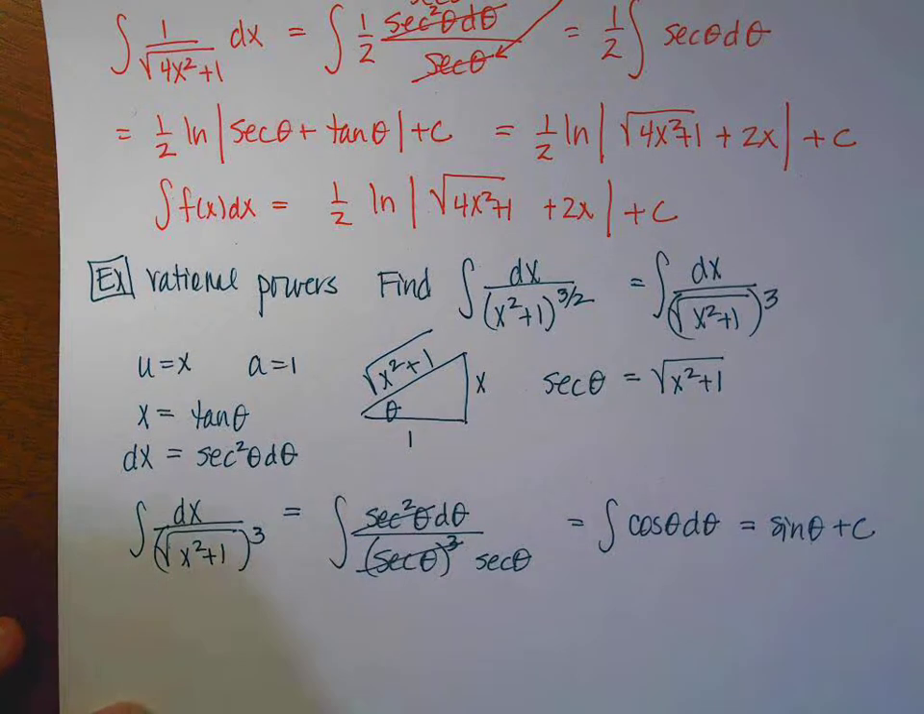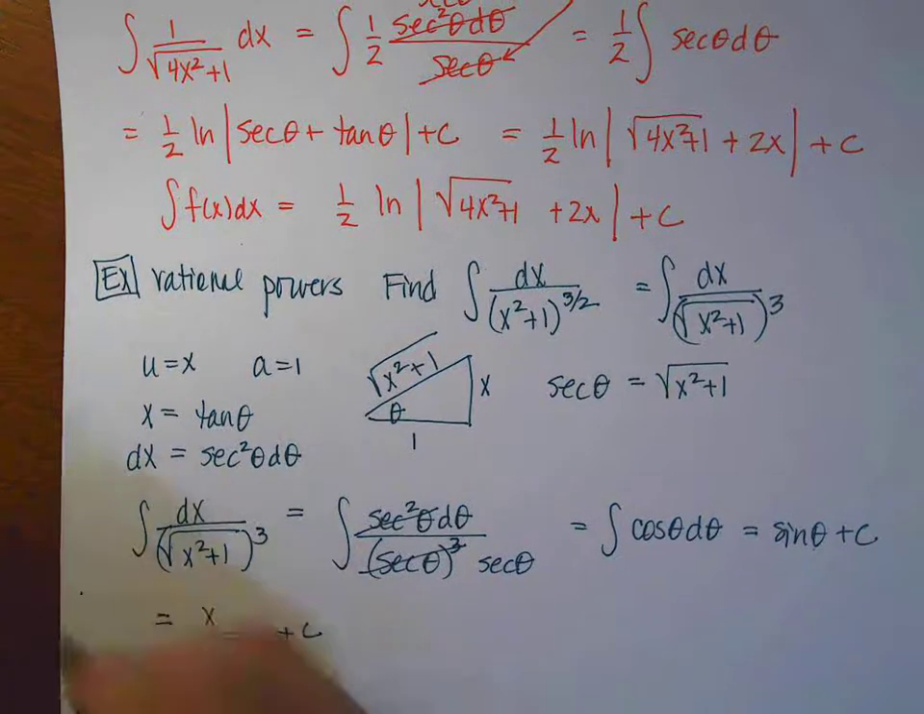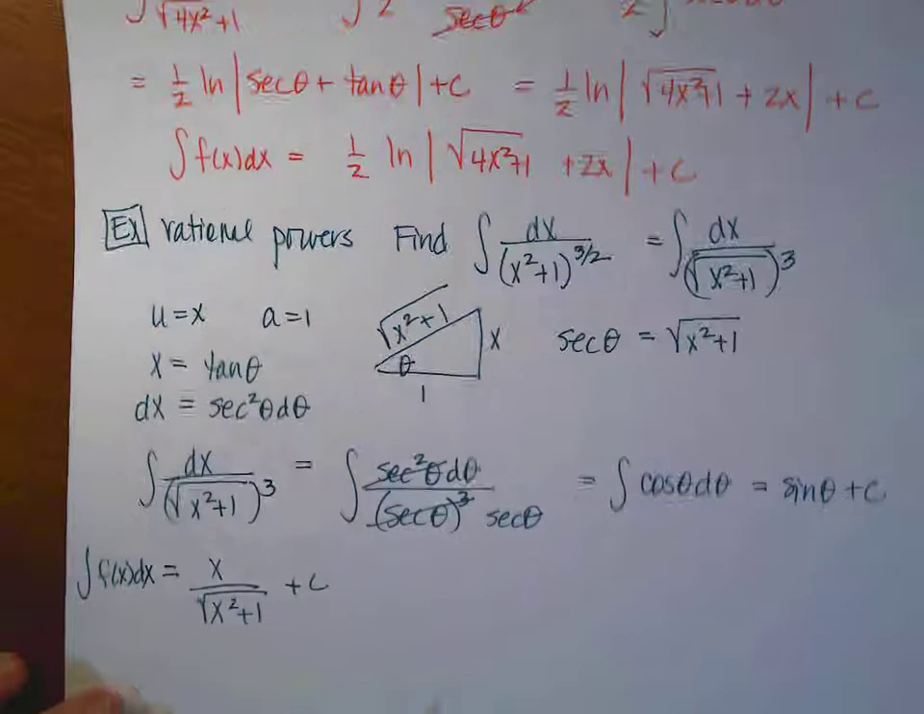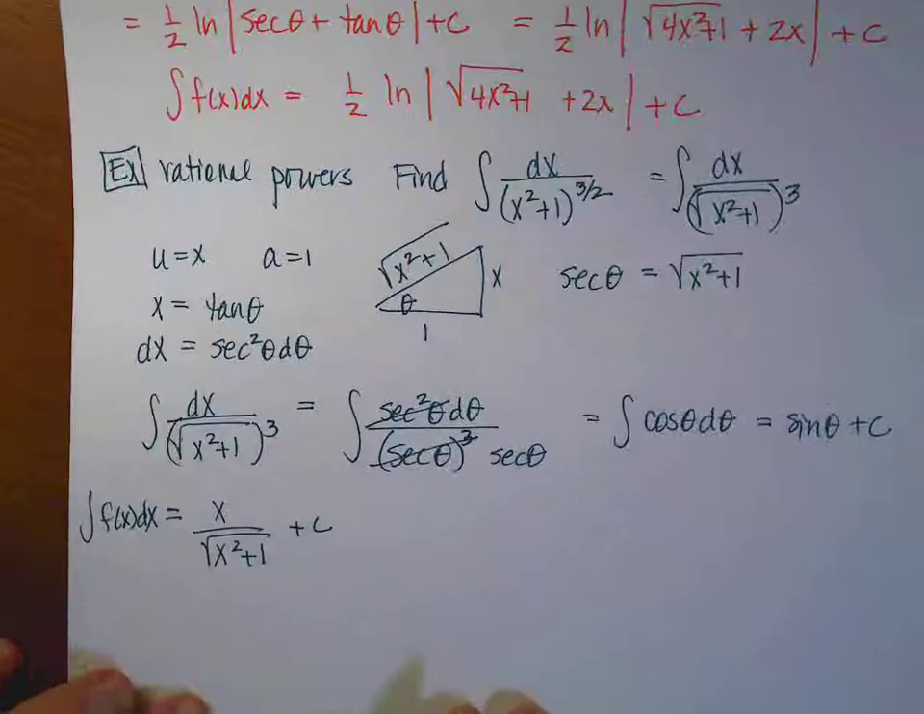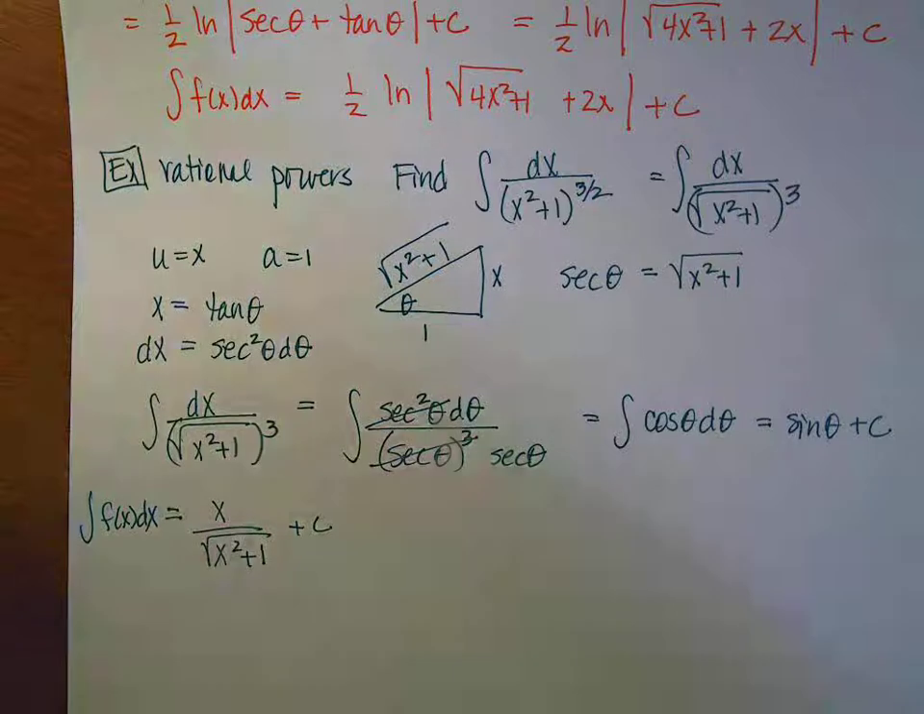Remember, I have to convert from thetas back to x's, so I'm going to do my sine, which is a piece of cake. So then my integral is going to equal sine is y over r, x over the square root of x squared plus 1, plus c, and then I'm going to write the integral of f of x dx is equal to. And you're all done.